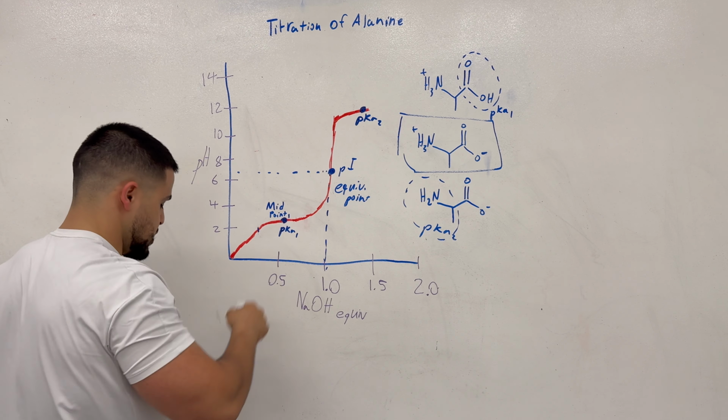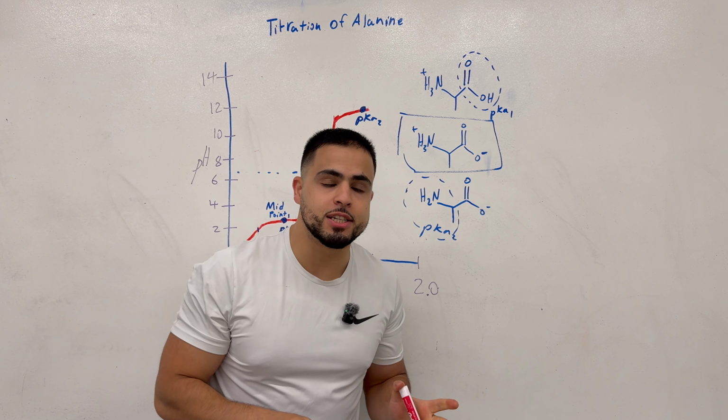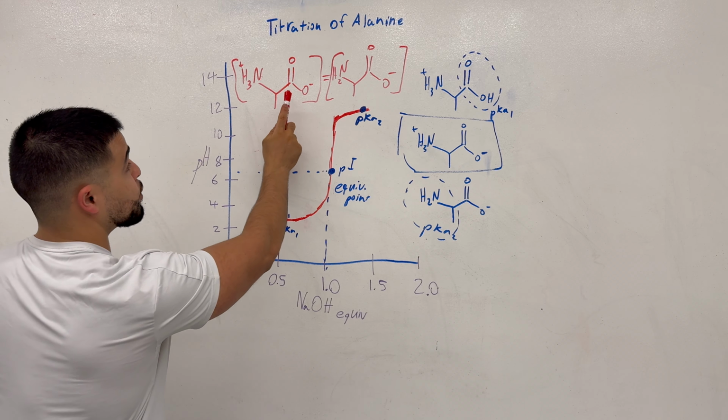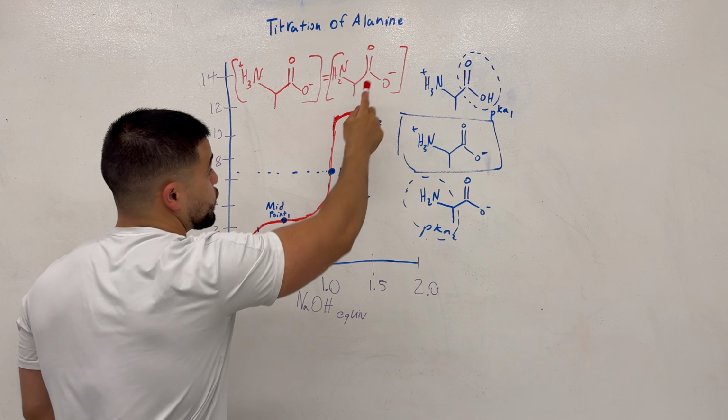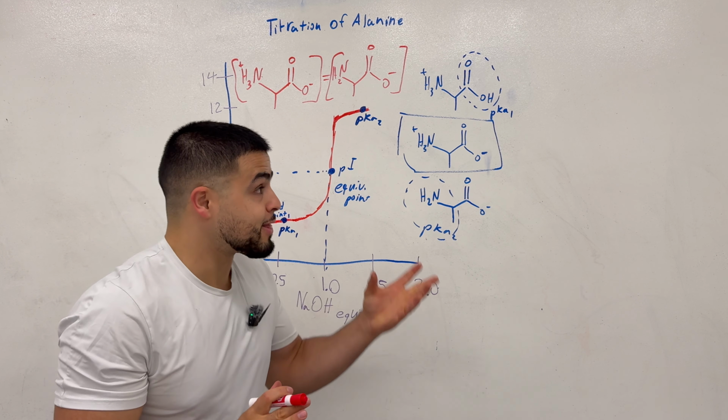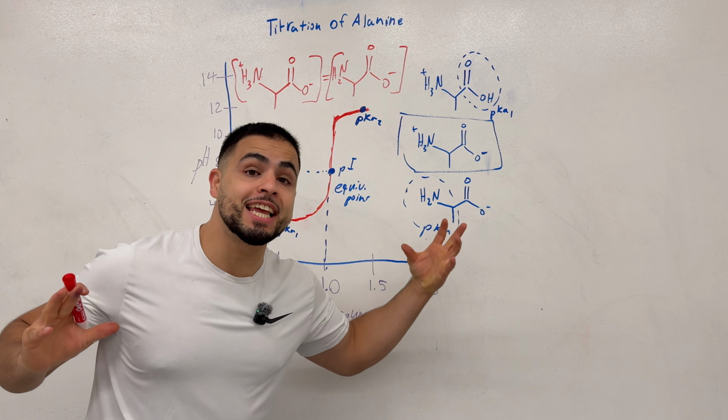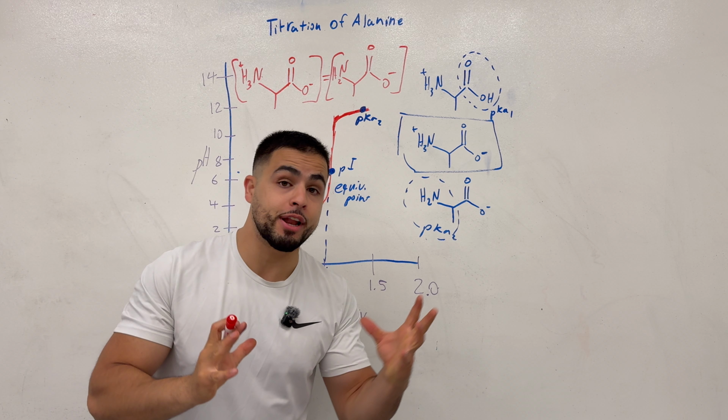So at this point, what forms of the amino acid do we have in solution? We have forms 2 and 3. So the zwitterion and the one that carries an overall negative charge. And importantly, at the pKa value, they exist in equal concentrations. This is a very important MCAT tie-in.